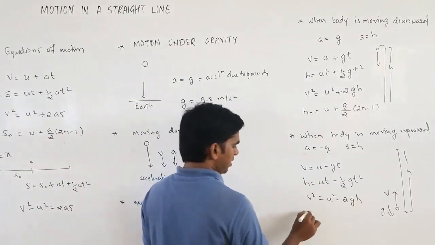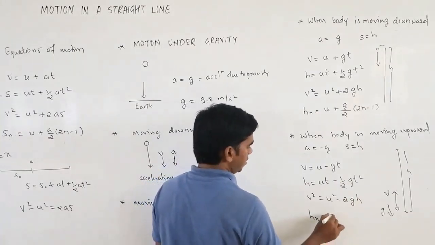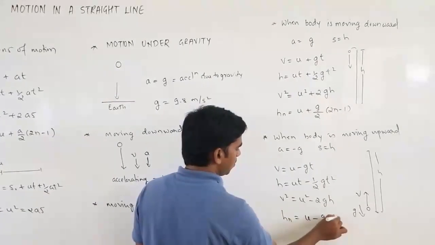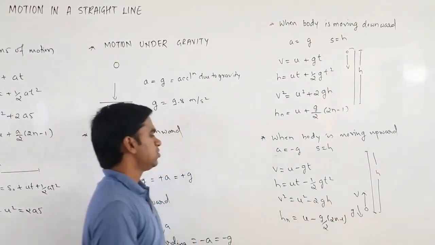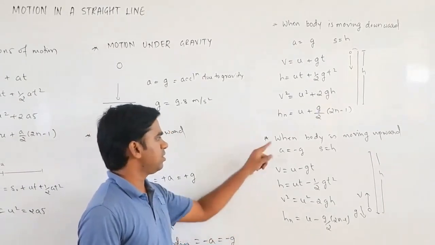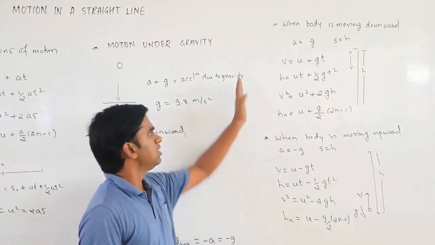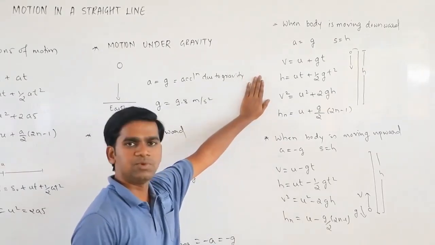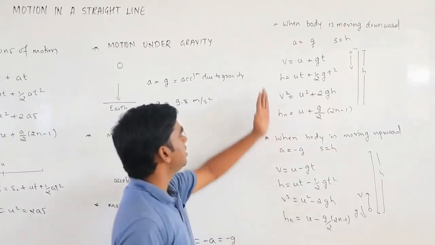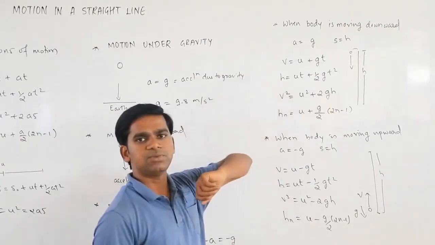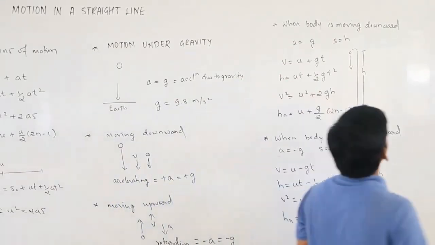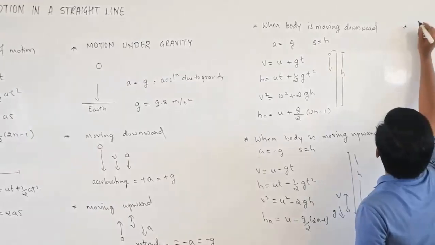Okay. So similarly hn is equals to u minus g by 2 into 2n minus 1. Okay. So these are the set of equations when body is moving upward. These are the set of equations when body is moving downward. Okay. So now I will write these equations for a particular situation when body is dropped, means when body is under free fall.